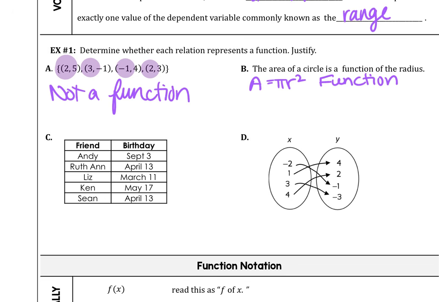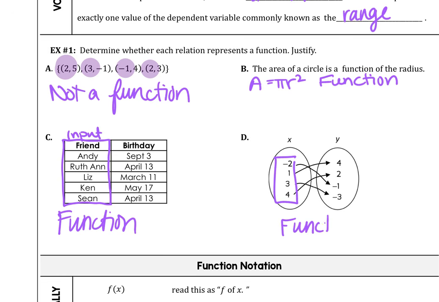Andy, Ruth Ann, Liz, Ken, Sean. We only care about the friends because the friends is the input and that is our domain. So yes, this is a function. And then again, just looking at each one, there's one line coming out of each number. So yes, it's a function.